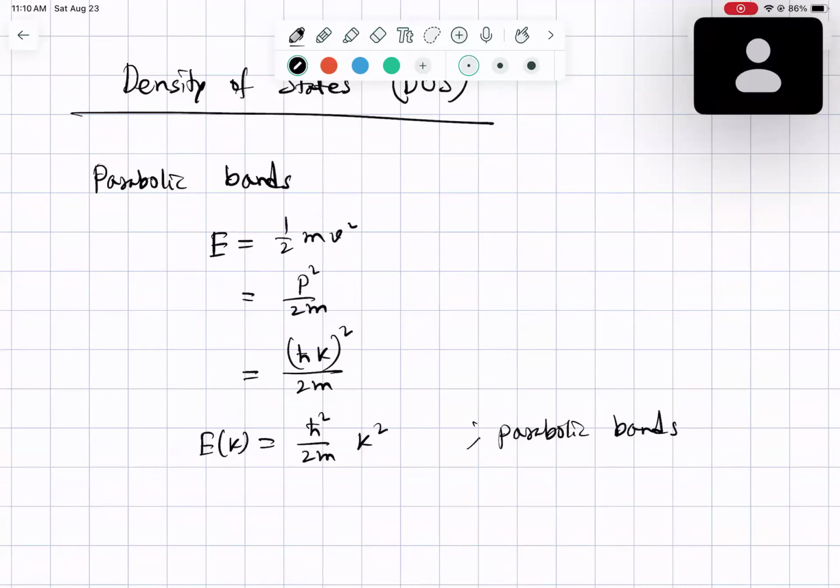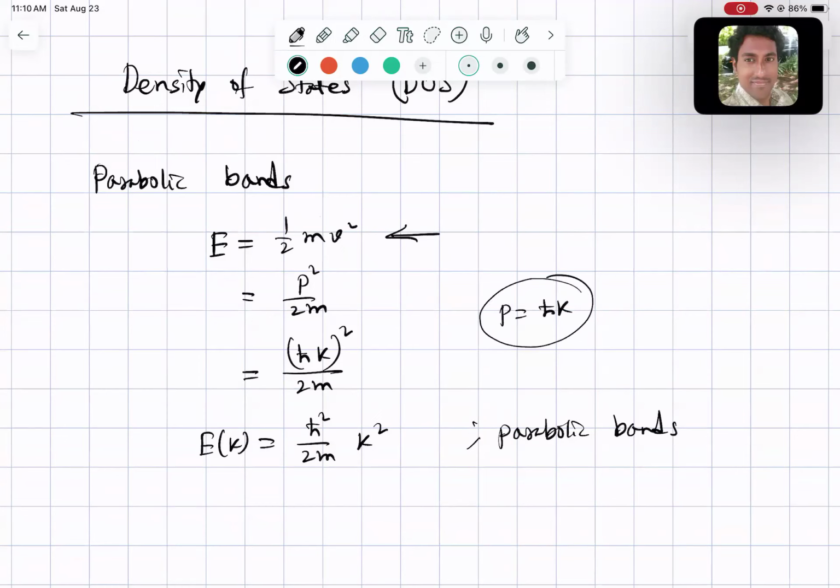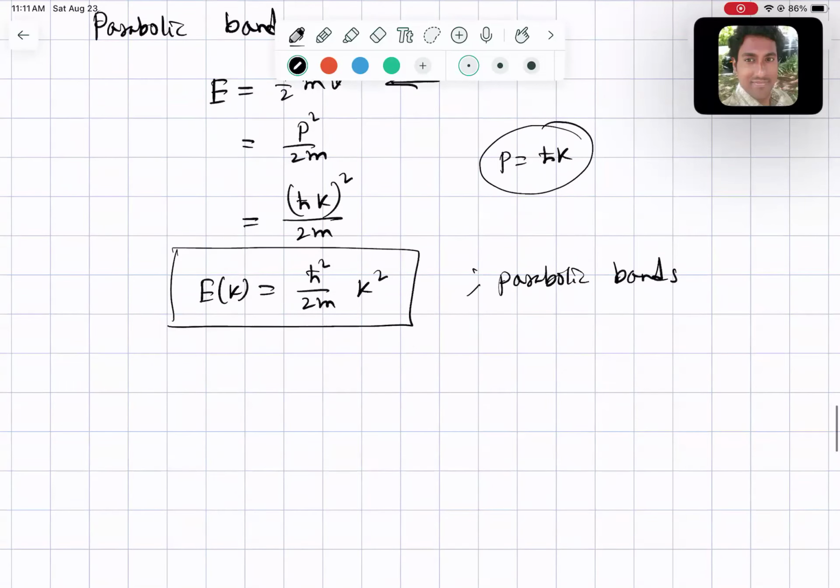Yes, sir. Okay, so parabolic bands is just half mv squared, and we can also write it as p squared over twice m. P equals h bar k in quantum mechanics, and that's how we get this dispersion relation for parabolic bands. And if we plot this, it is nothing but k squared, right? Multiplied by a constant. So that's why they're called parabolic bands.